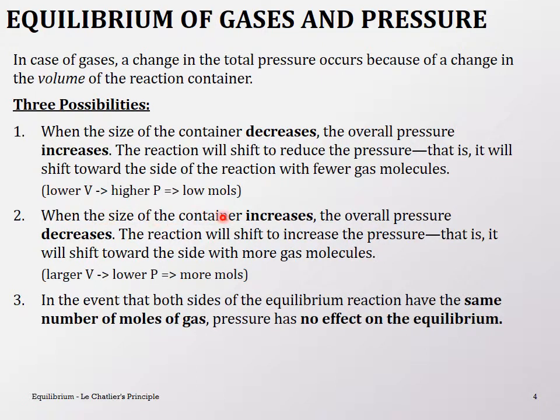When the size of the container increases, the pressure is going to decrease, which means that if you're decreasing the pressure, you're increasing the volume. So in this case, your reaction is going to shift to increase the pressure, which means that it will shift towards the side where there are more gas molecules. Why more gas molecules? Because now you have more volume. That's how I think about it. If I have more volume, then I can have more gas molecules. So larger volume, because there is lower pressure, the equilibrium will go towards more moles, whether it's the reactant or product side, it depends.